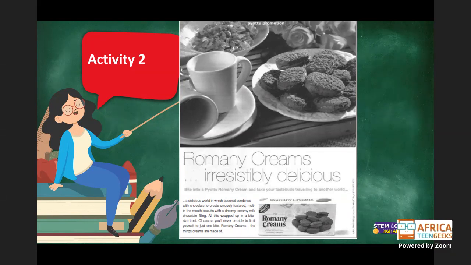Use of language, for example, the visuals. What about the font? The pictures? So what stands out for you there?